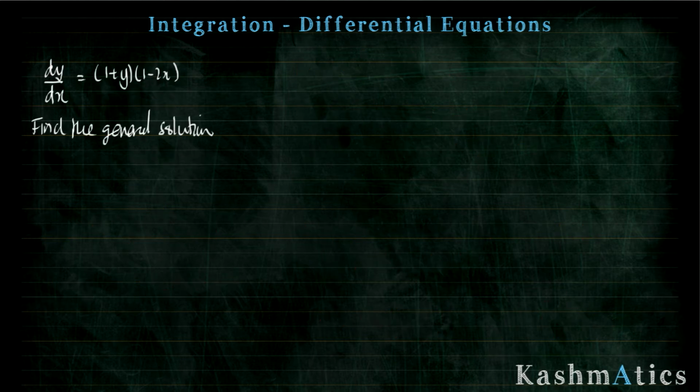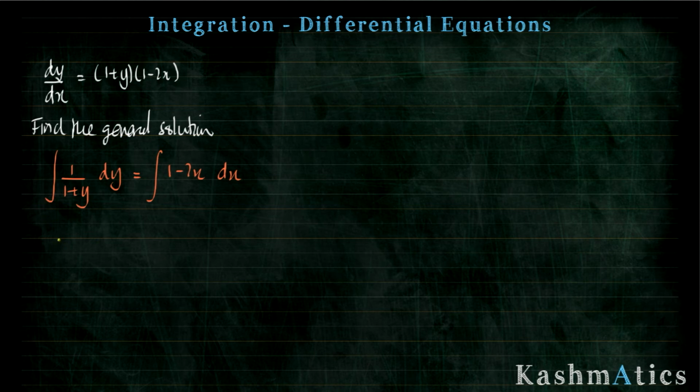Now this question looks fairly straightforward, and it actually is, but you may be asked to give the final answer in a certain form. So what I'm going to do is show you what that might be and how to get there. So first of all, let's separate the variables, and I'm going to get 1 over 1 plus y dy is equal to 1 minus 2x dx, and both those sides get integrated.